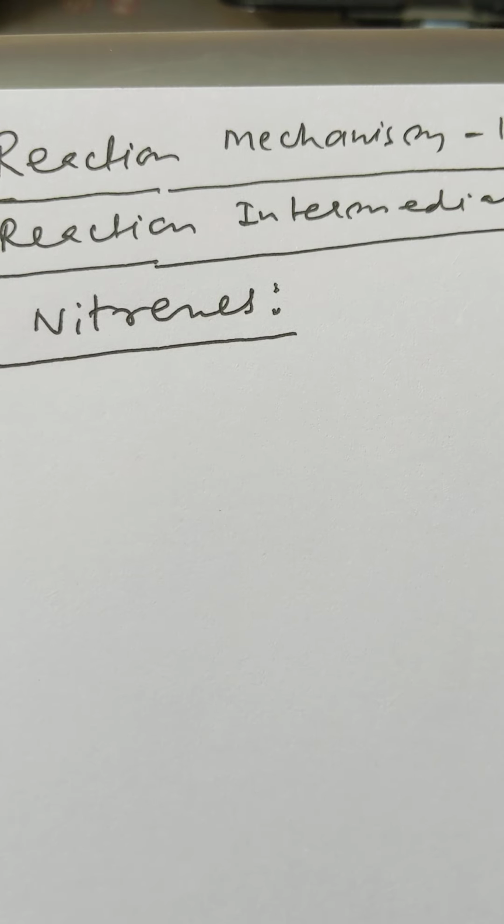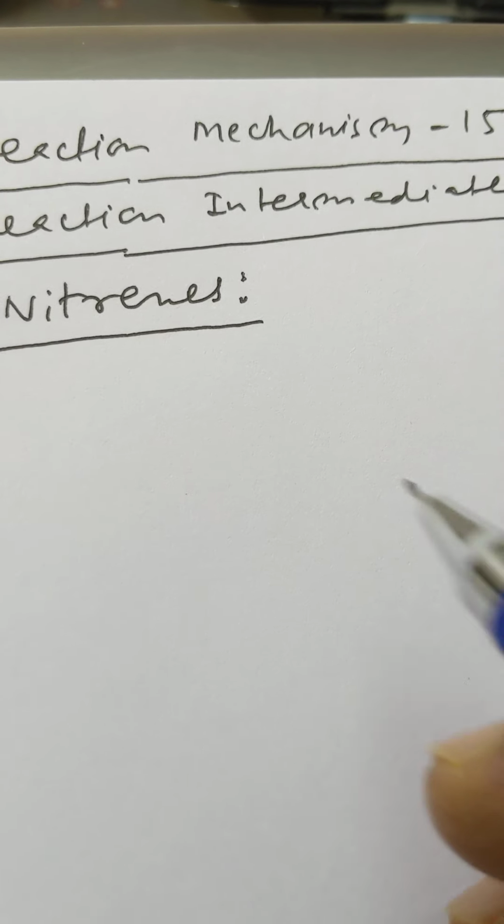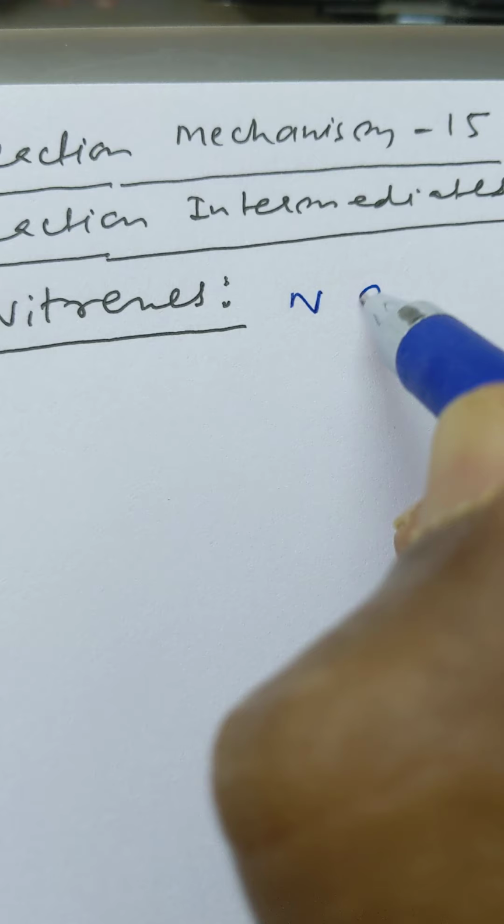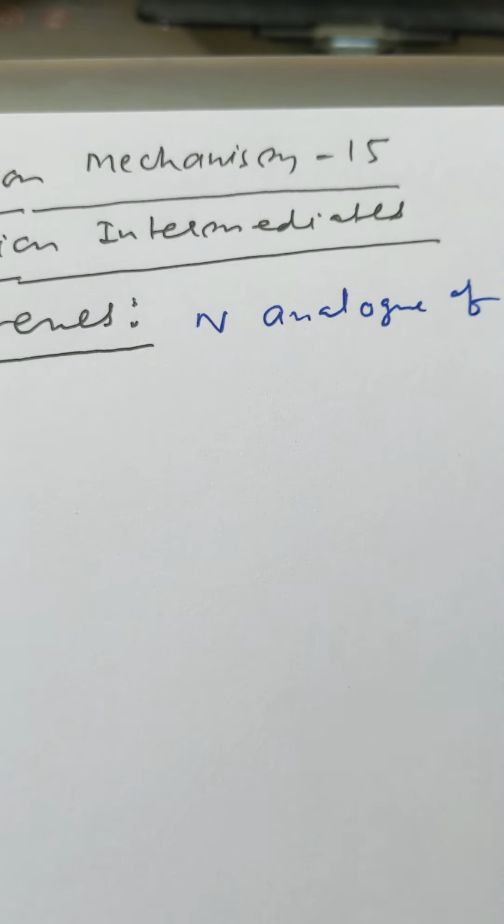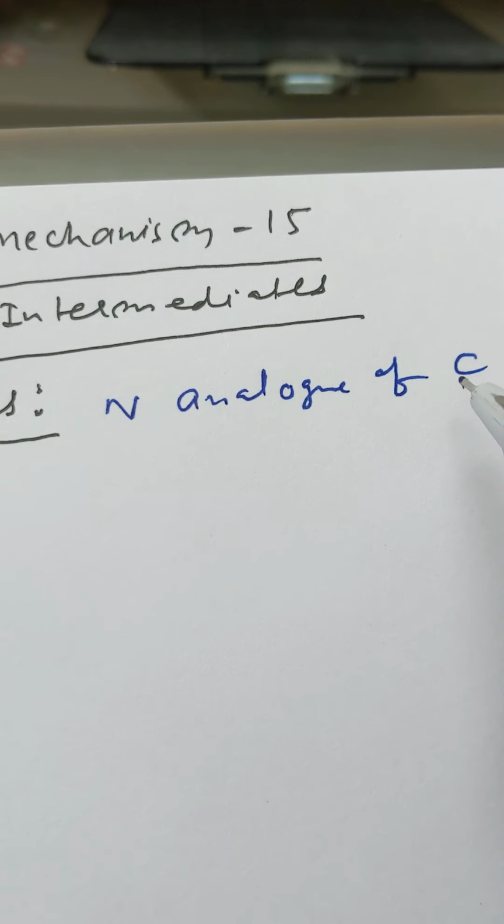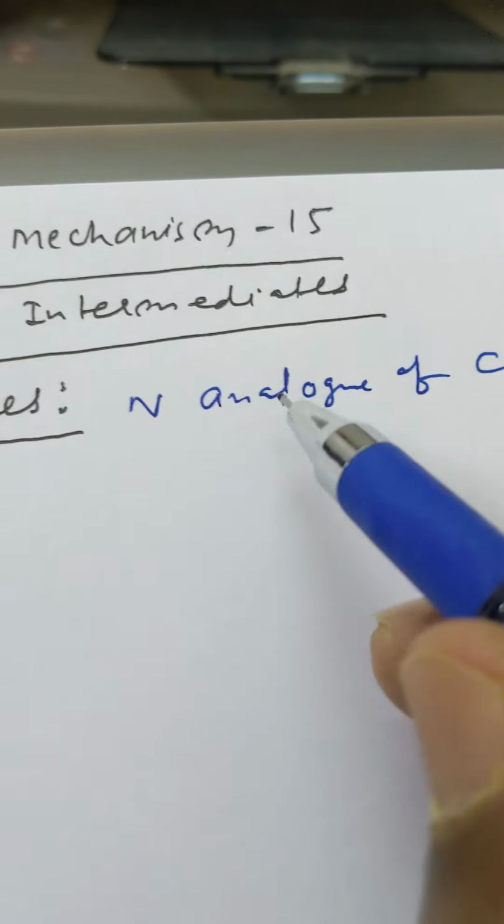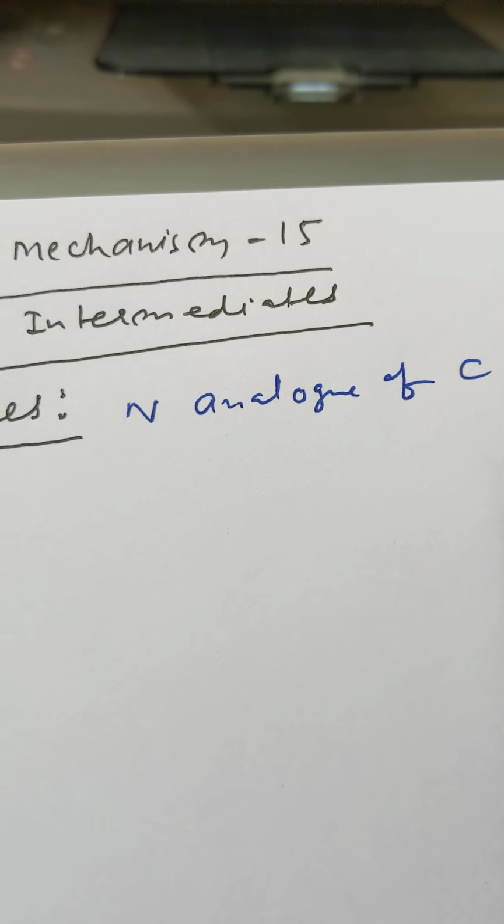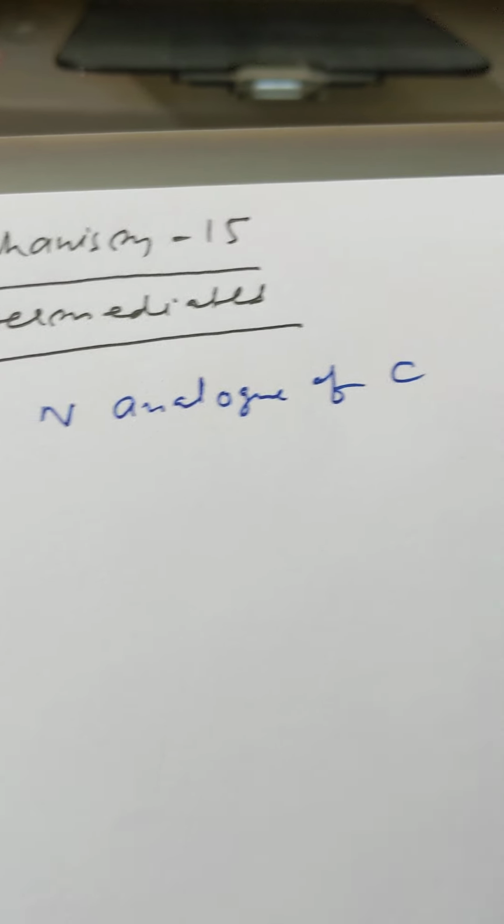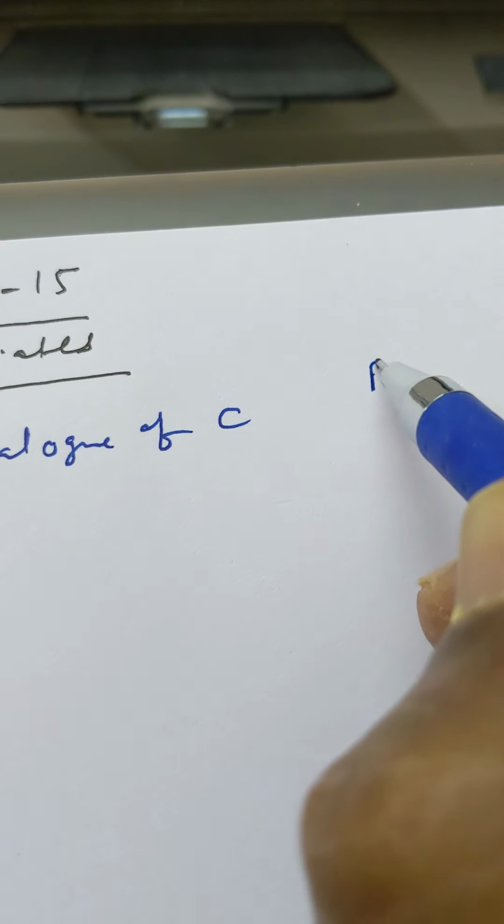Nitrenes are, in simple definition, the nitrogen analog of carbon. Simple. Carbon आपने पढ़ लिया तो बस nitrogen analog of carbon you can say, and that is nitrenes are like this.